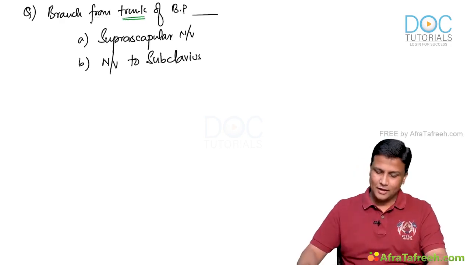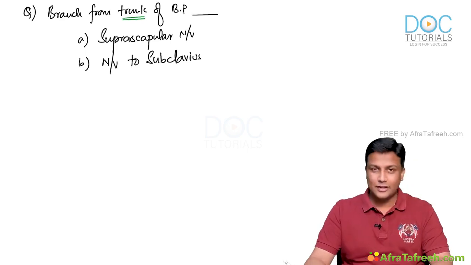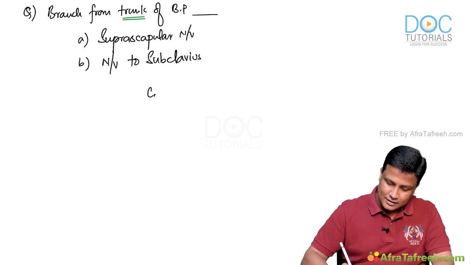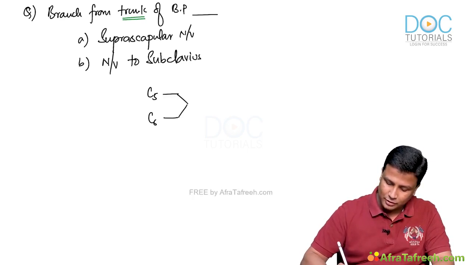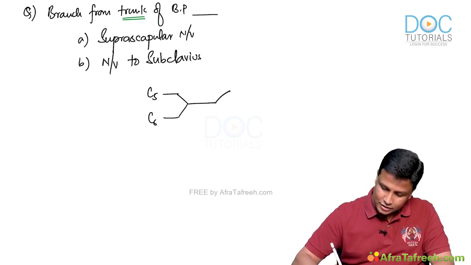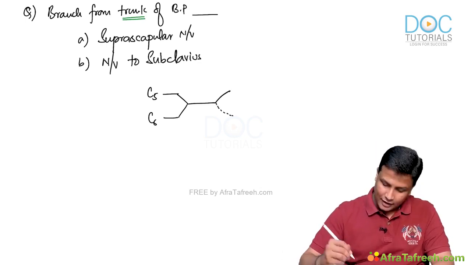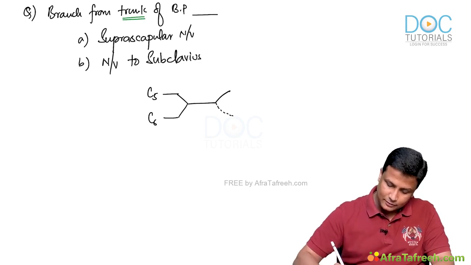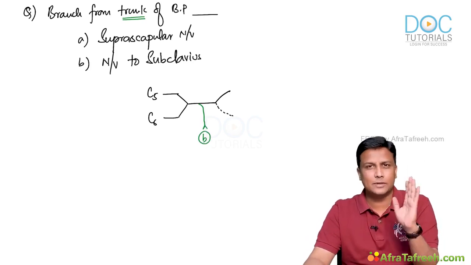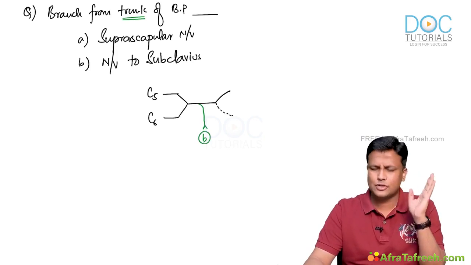Look here. I will tell you exactly what is given in Gray's Anatomy, 41st edition. C5 and C6 combine together to form your upper trunk. The upper trunk divides into the anterior division and the posterior division. And the upper trunk will give you a branch, that is nerve to subclavius. I'll just write it here as option B. Upper trunk will give nerve to subclavius. Fine, no confusion about that.